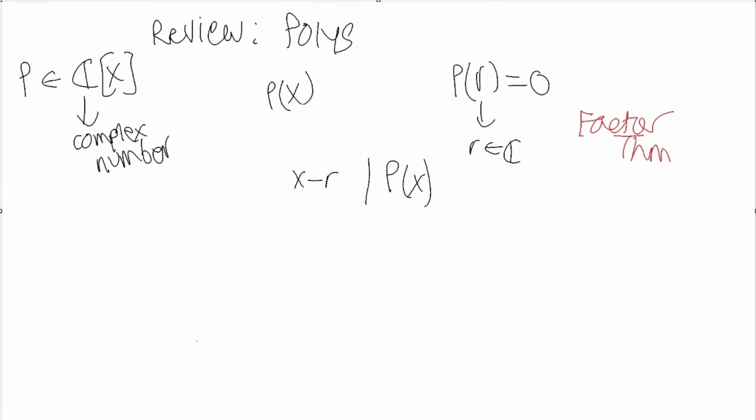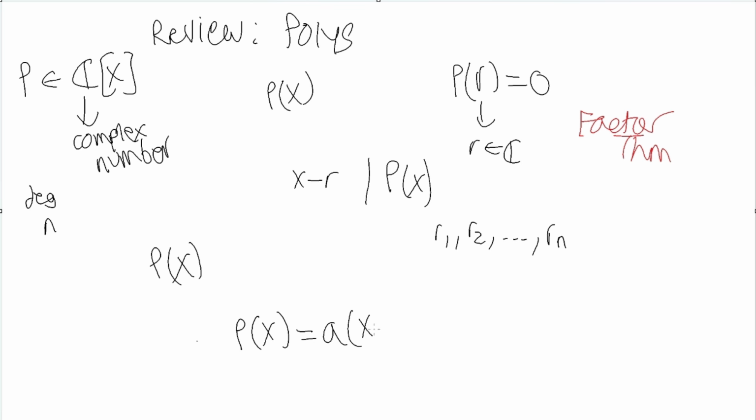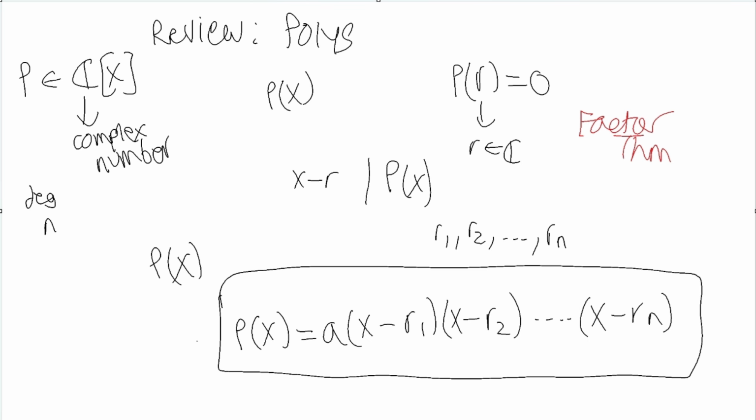And there's a very related fact, and it is that p of x, if it has degree n, meaning that's the highest power of it, then it has exactly n roots which are complex. And they're counted with multiplicity. So we can always find complex numbers r1, r2, all the way to rn, which are not necessarily distinct, such that p of x is equal to a times (x minus r1)(x minus r2) and so on, to (x minus rn). And this fact here, that every single polynomial can be factored like this, is known as the fundamental theorem of algebra.